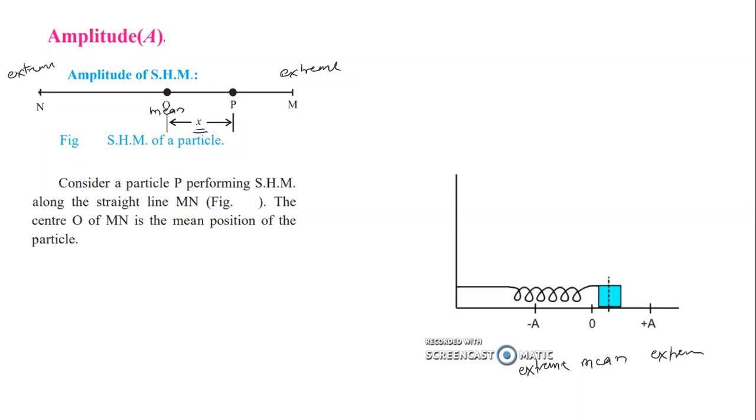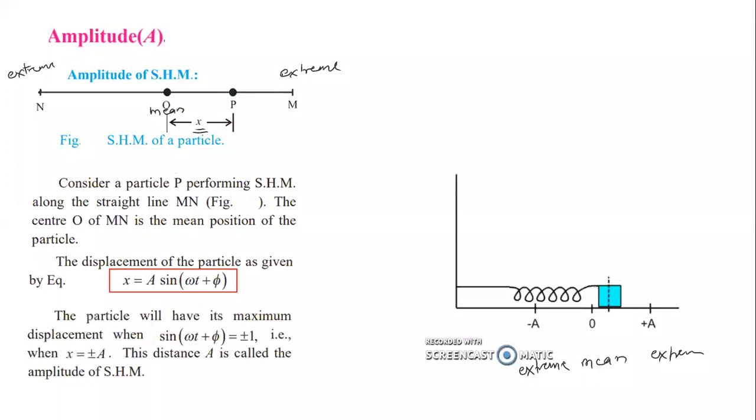Now here, if we consider the particle is performing SHM on this path, then displacement for this case is given by this formula. X is equal to A sine omega t plus phi. This is the displacement. Now, in that the value of this term sine omega t plus phi is plus minus 1, maximum value. When this sine omega t plus phi is maximum, then X is called as a maximum displacement, and that maximum displacement is amplitude.